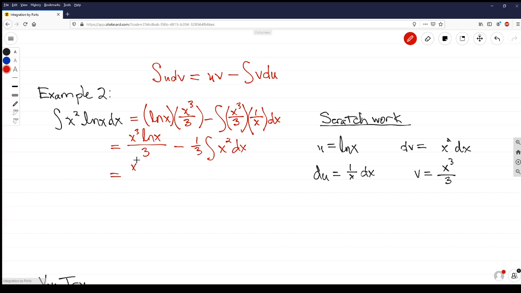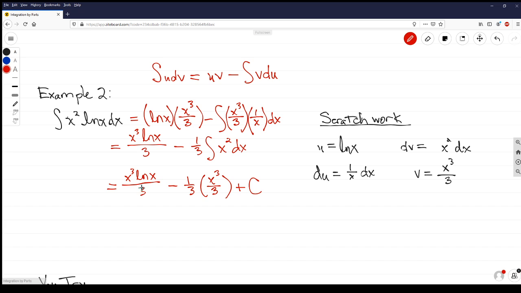So last step here, x cubed times the natural log of x divided by 3 minus 1/3. Now we know that when we take the integral of x squared dx, we're using the power rule again. So this is going to give us x cubed over 3, and then this time, because this is right at our final step, we're going to put plus c in here.